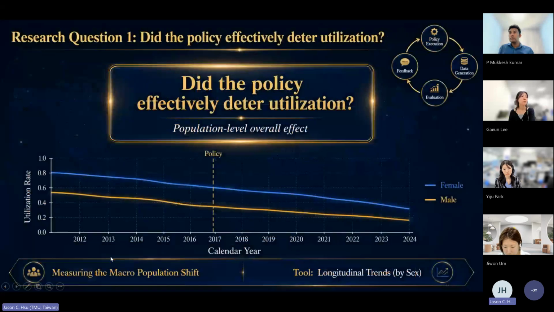So in our study we have question number 1, which is the basic one from the macro level view. Did the policy effectively deter, or have an impact on, the overall drug utilization? Here we are measuring the macro population shift. Our tool of choice is longitudinal trend curves, stratified by gender, and what we hope to observe is clear inflection points and downward trends following the safety warnings or regulation change points for both males and females.